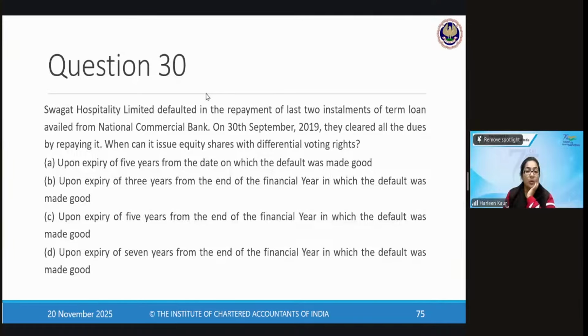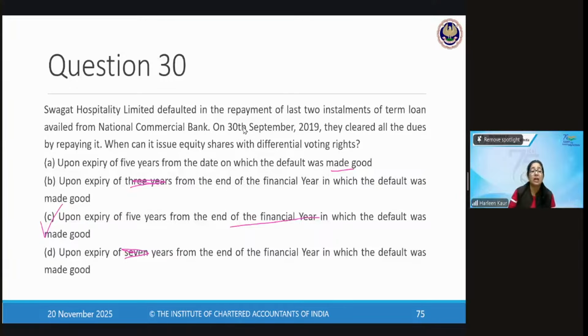All right, read the next one. Company has defaulted in 2 installments. Now they have cleared it. Can it issue the DVRs? Read very, very carefully. अब ऐसे questions में ना 5 years तो आपको पता है, तो इसको और इसको तो काट ही दो, पढ़ना ही नहीं है हमने. 5 years from the date on which default was made good, or 5 years from the end of financial year in which default was made good? So C is the correct option.